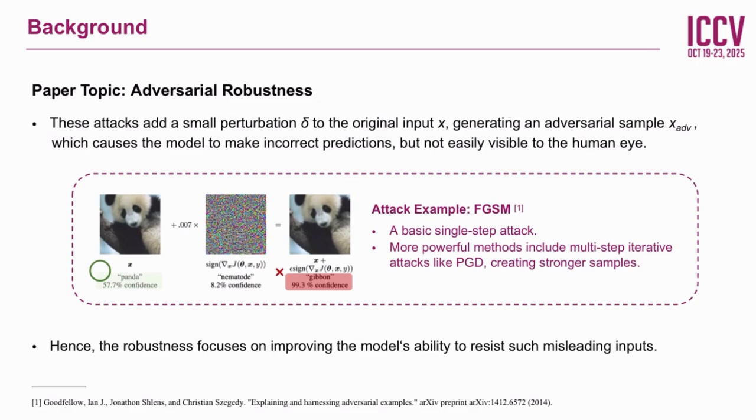That's the problem. For example, FGSM is a basic single-step attack. As shown in this image, a picture originally classified as a panda is misclassified as a medal after small perturbations are added. It is just one type of attack. More advanced methods like PGD involve multi-step iterative attacks, creating even stronger attacks. So our research focuses on improving the model's ability to resist such misleading input, enhancing its robustness.